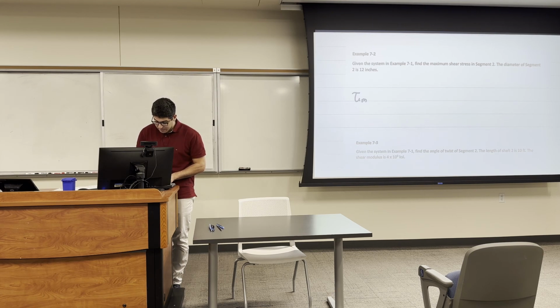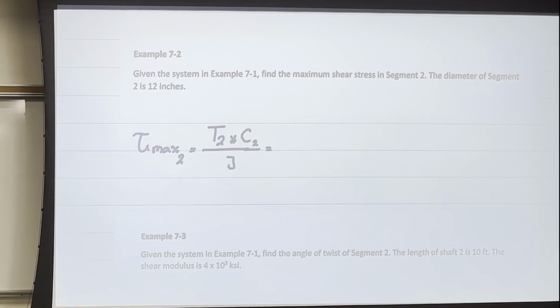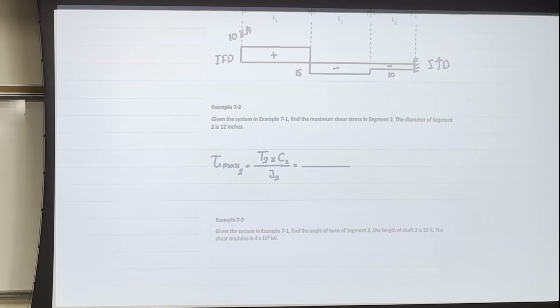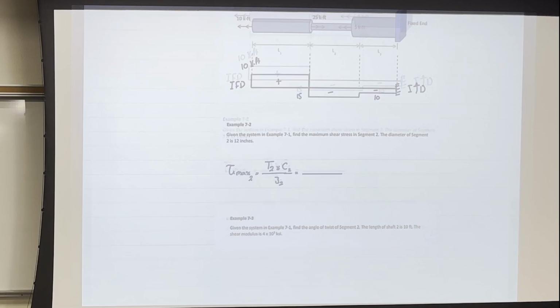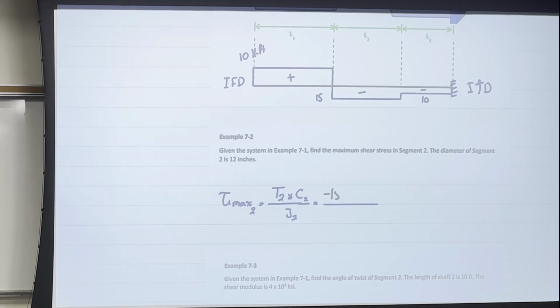So I have an equation for the maximum shear stress at segment 2: equal to the torque at segment 2, times C, which is the radius at 2, over J, which is the polar moment of inertia at 2. Now the T here is the internal torque at segment 2, and I want to read this value from the diagram. This is segment 1, segment 2, segment 3. Segment 2 has a torque of negative 15, and don't forget the negative. So I will say minus 15 kip-foot times the radius, and I've been given the diameter of 12 inches, so the radius here is going to be 6 inches.